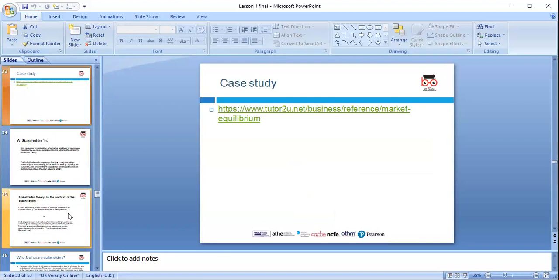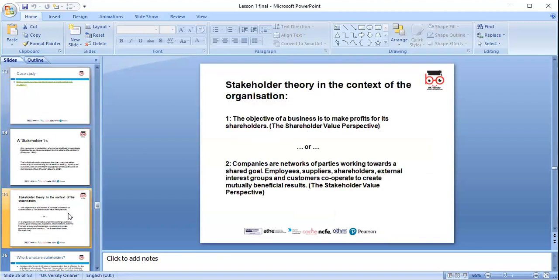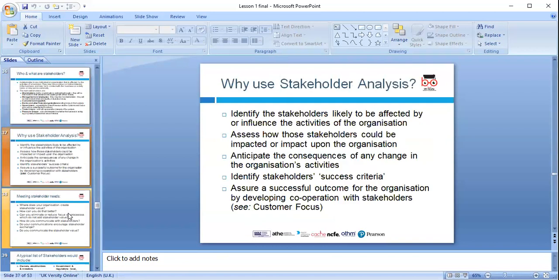In our lesson 1, we discussed the case study and stakeholders, meaning anybody who has any interest. We discussed internal and external stakeholders.